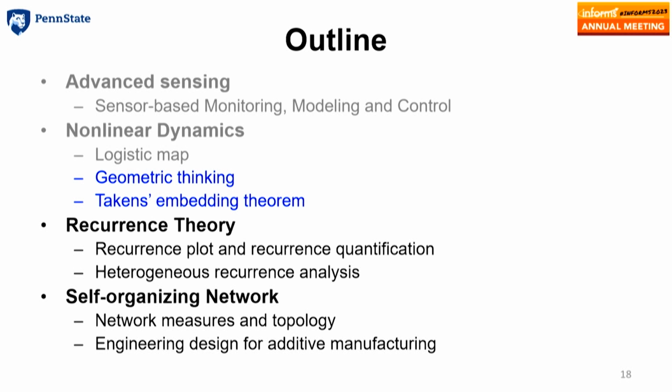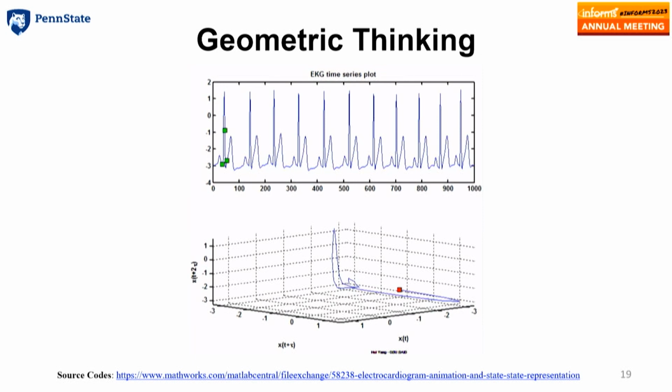And also, now, if we have a nonlinear system, how do we analyze this nonlinear system, which requires geometric thinking? The way we analyze the nonlinear dynamic system is different from the traditional way to do time series analysis. So traditionally, if we look at the time series, for example, the EKG signal in the top panel, we look at the time domain, so the x-axis is time, and then we see the signal variations.